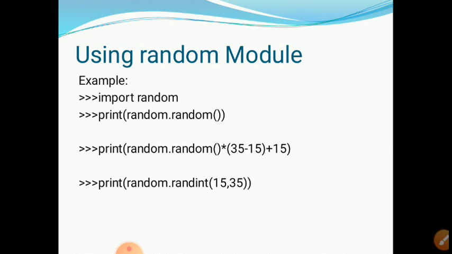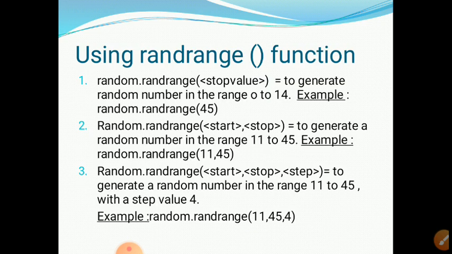But if we want only an integer value as a random number, for that we use the randint function. So how will we use it? First we import the random library, then we just give random.randint. Inside the print function we give 15 and 35. So basically the random function is used for generating a random number either in fractional values or in integer values. If we want to generate our number in integer form, we just use the randint function.